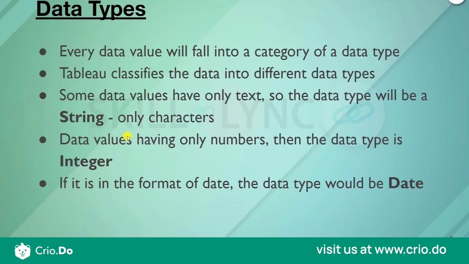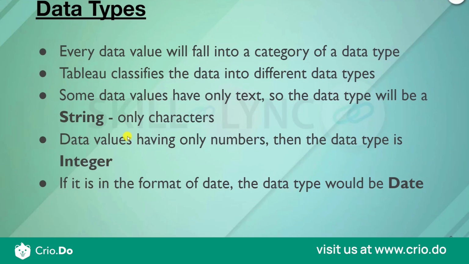The data types. We have different data types in Tableau, and every data value will fall into a category of a data type. So each column in your data will be classified into a particular data type. Tableau classifies this data into different data types, and some data values have only text, so their data type will be string. That means it only has characters inside it. And some data values have only numbers, and this data type is called an integer. That means this only has numbers inside that column.